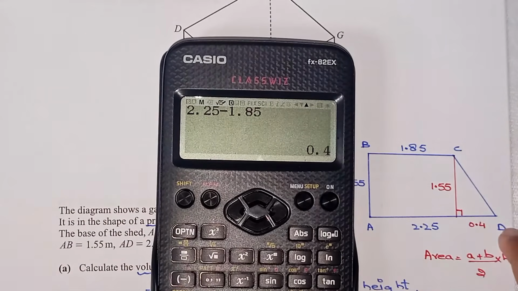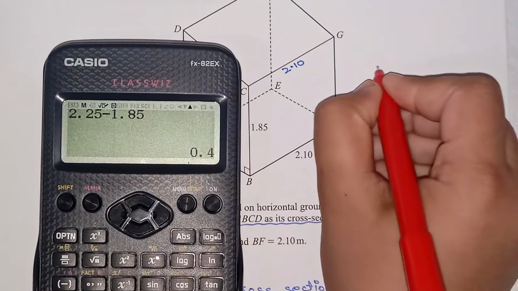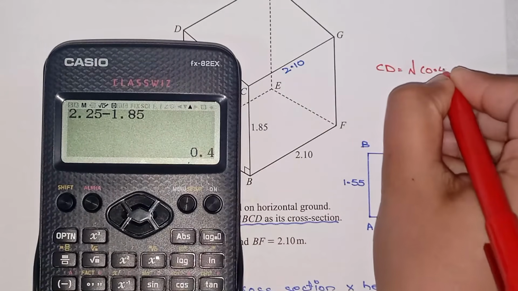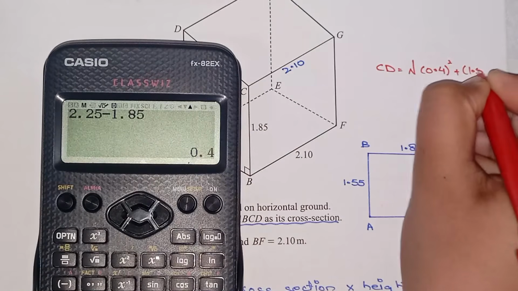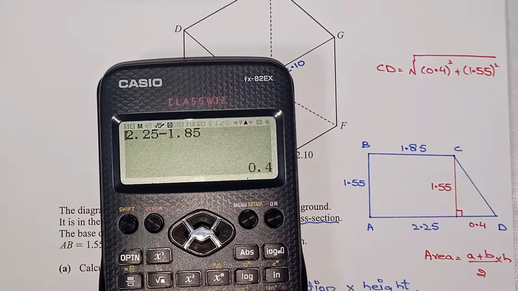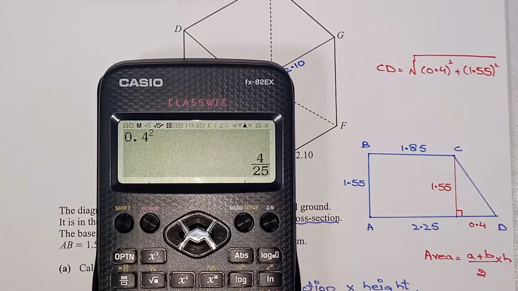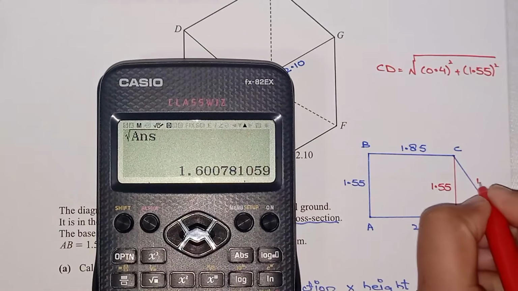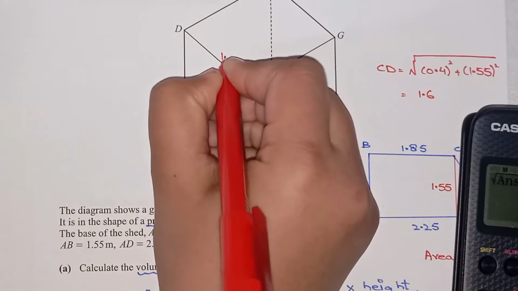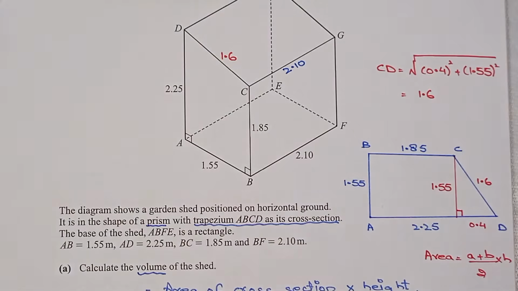We can find CD by using Pythagoras theorem because it is a right angle triangle. So CD is equal to the square root of 0.4 squared plus 1.55 squared. We will get CD, right? So 0.4 squared plus 1.55 squared, and then a square root. This would be 1.6. C to D is 1.6.